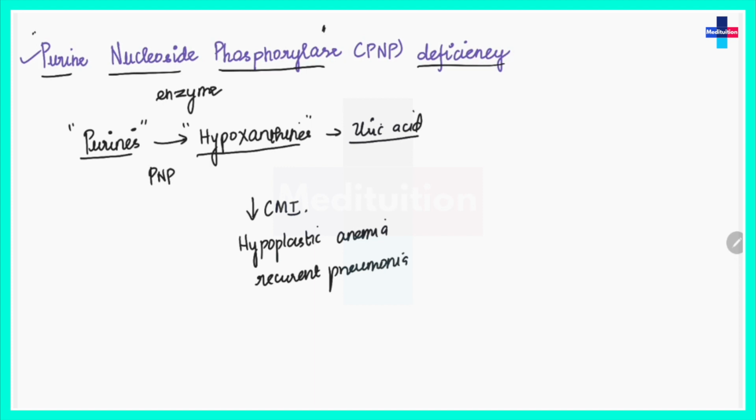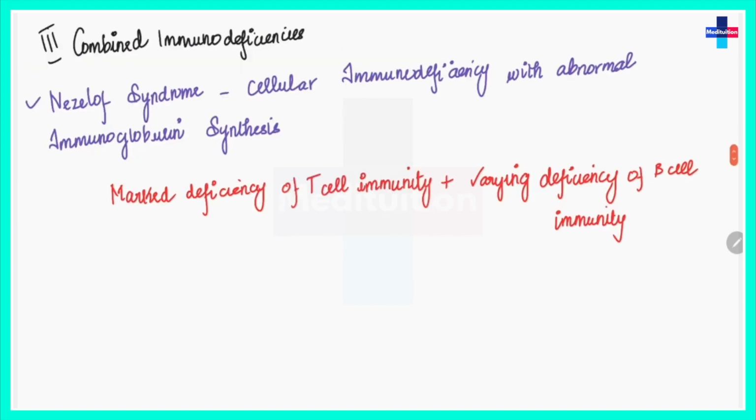To diagnose this disorder, we can check the levels of serum uric acid, and in this patient serum uric acid level is usually low, and that can be useful for diagnostic purposes. So in PNP deficiency, there is a problem in degradation of purines to hypoxanthines and then hypoxanthines to uric acid. This will give us such manifestations, and when you see low levels of uric acid in this patient, you can suspect PNP deficiency.